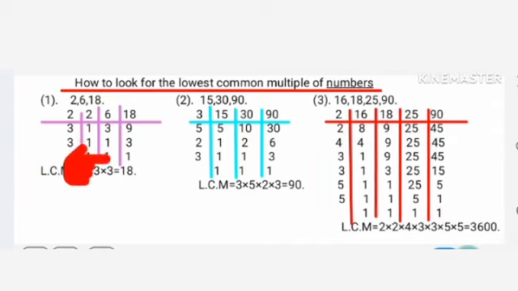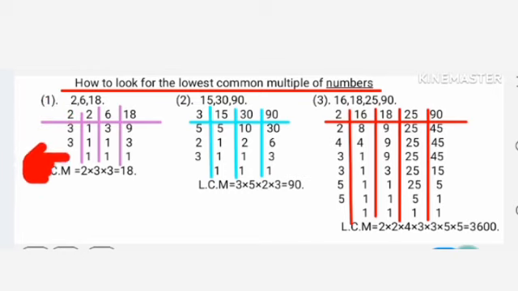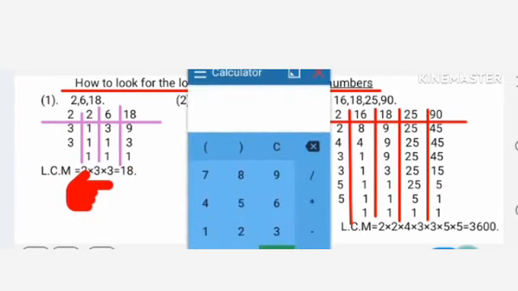So you keep dividing until the whole bottom of the table is 1. So what are you going to do? All the whole numbers in the division column will give you the LCM. And if you multiply all these numbers, let me pull out my calculator now. If you multiply all these numbers, we have 2 times 3 times 3, that will give you 18. So once we multiply everything, you see our answer is 18.